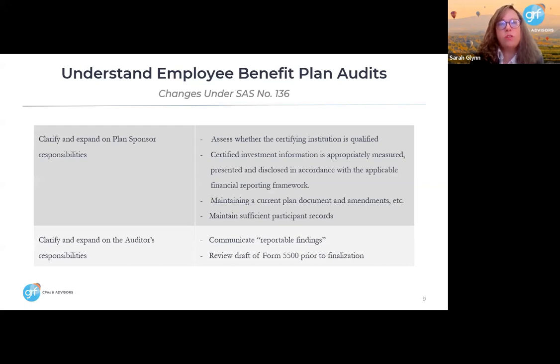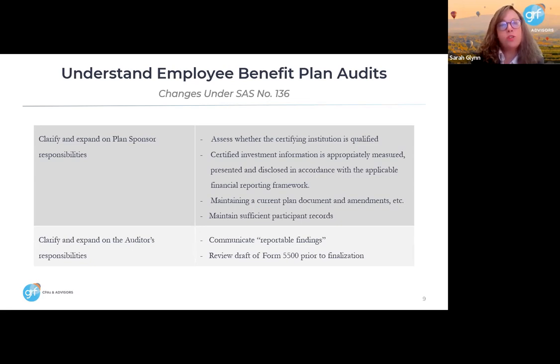Under SAS 136, they've also clarified and expanded the plan sponsor's responsibilities as well as the auditor's responsibilities. The plan sponsor is required to assess whether the certifying institution is qualified. And again, we will discuss this in more detail in a few minutes. The plan sponsor is also responsible for certifying the investment information and whether it is appropriately measured, presented, and disclosed in accordance with the applicable reporting framework.